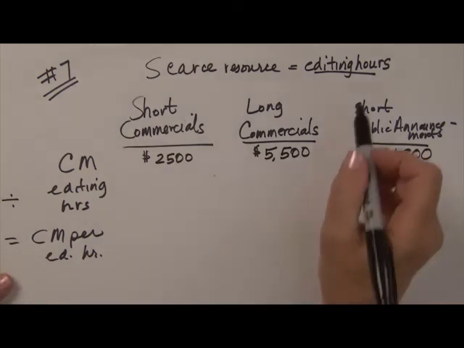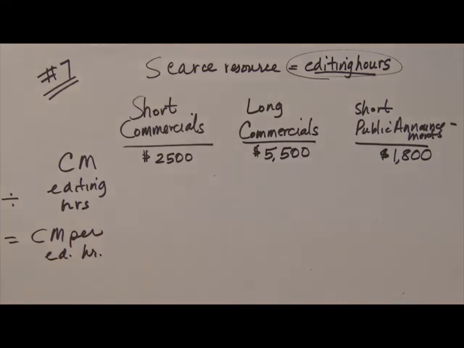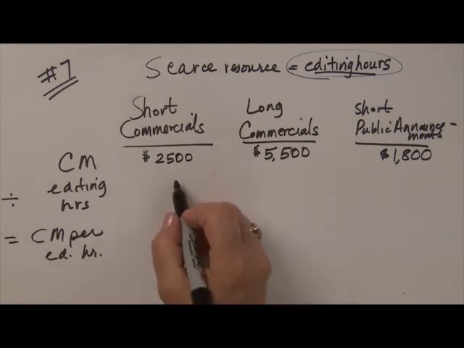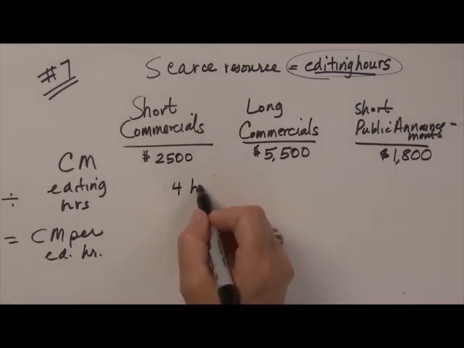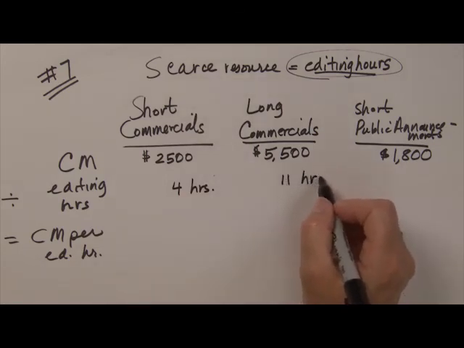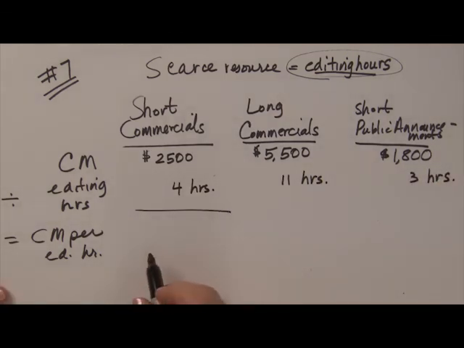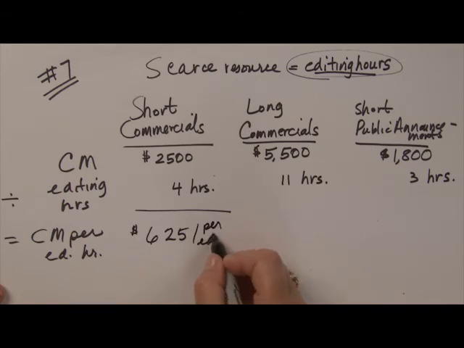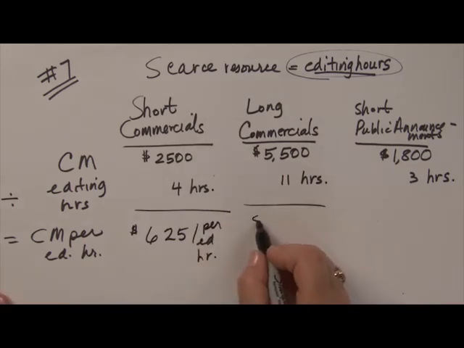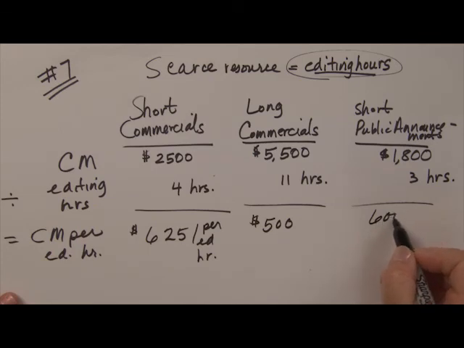Now, if we have a scarcity, and we do, it is editing hours. We don't have enough editing hours. We want to divide each of these contribution margins by the number of hours one unit requires. So short commercials require 4 hours of editing time. Long commercials require 11 hours, and short public announcements require 3 hours. So we compute what is called the contribution margin per editing hour. In this case, it would be $500 CM per editing hour, and this would be $600 of contribution margin per editing hour.